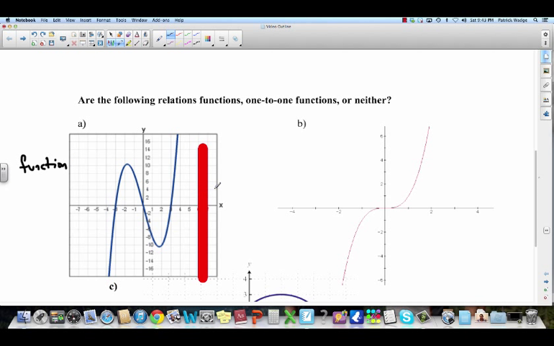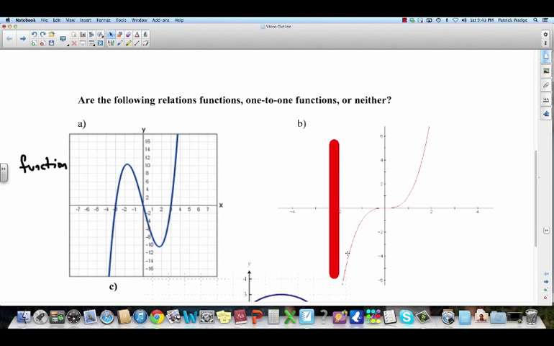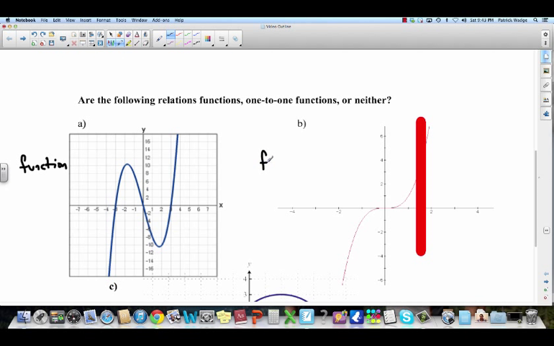Okay, let's try the next one. If I slide this red vertical line along this red curve here, does it ever cross it more than once? Does the red curve ever cross the vertical line more than once? No, it's once, once, once, once, once, once. No, it's also only once that it crosses it. So this is also a function.